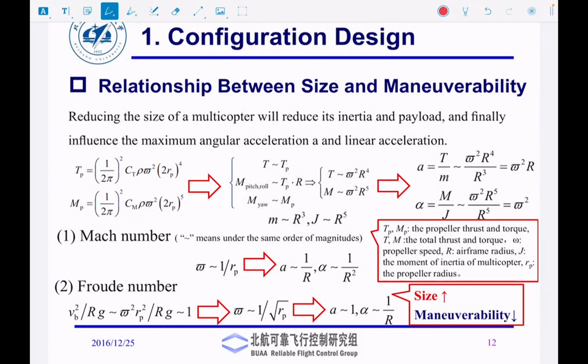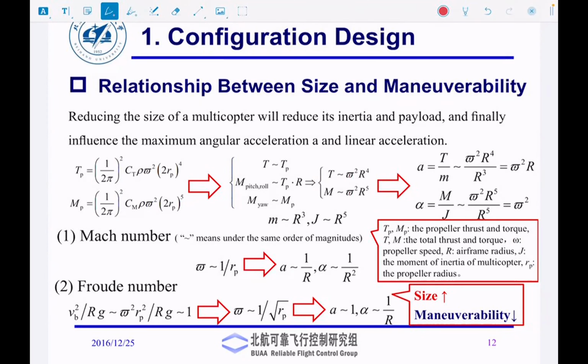MP is the torque, and the torque is given by 1 divided by 2 pi squared, Cm is the coefficient of moment, rho is the density of air, omega squared, but note 2 Rp to the power 5. So these are the scaling laws. What does it tell me? It tells me that thrust is proportional to Rp to the power 4, and the moment or the torque is proportional to Rp to the power 5.